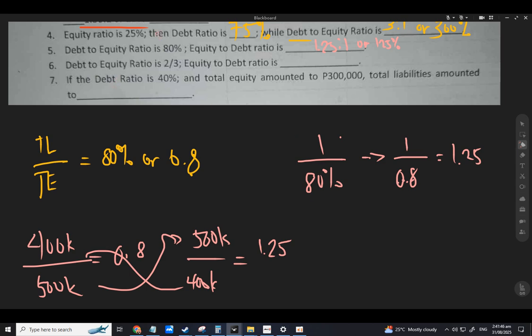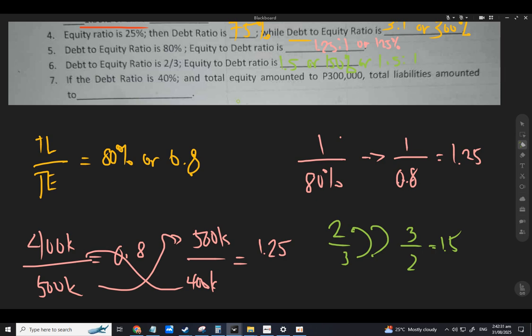How about number 6? We have the same scenario. Debt to equity ratio is 2/3. Equity to debt ratio is, you just make baliktad the number, I mean the fraction. So 2/3, di ba? 2/3, reciprocal niyan, baliktarin mo lang, 3 halves na. And 3 halves is 1.5. 1.5 or 150%, or 1.5 is to 1. Ayusin ko lang kasi medyo magulo siya. 1.5 is to 1, right?